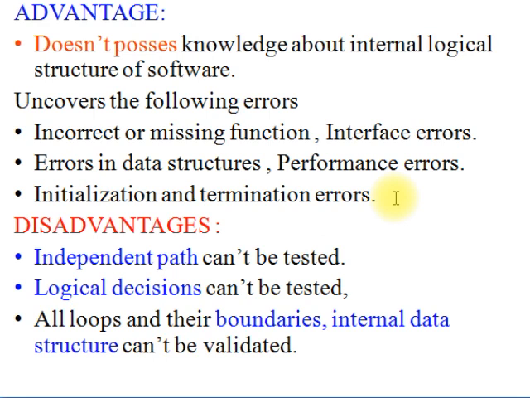And what is the disadvantage? Independent paths cannot be tested. For each and every input we are not checking the internal path or the internal data flow of the input. And for logical decisions, based on the input we give, any logical decision may be taken. Your logical decision may have a true part and a false part. We are not checking what the true part and false part are. We are getting only the output, and based on the output only we are testing.